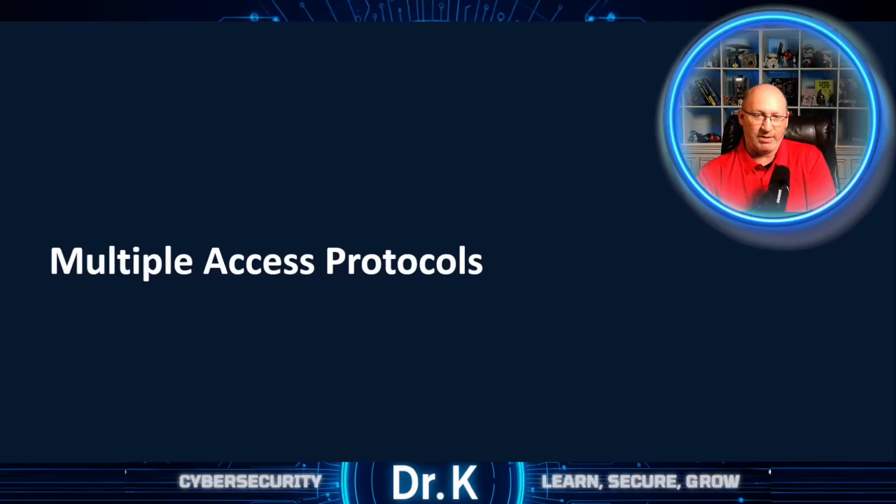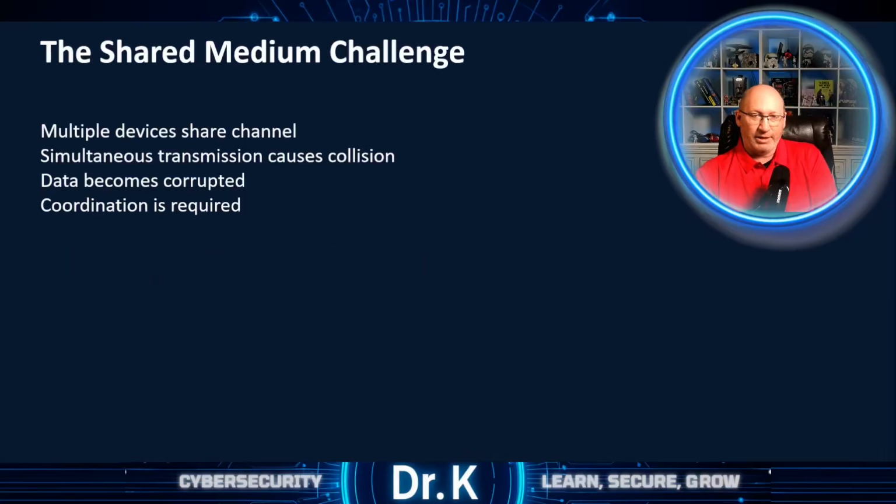So we've examined switching, broadcast domains, and VLAN segmentation, but one major question still remains. What happens when multiple devices try to use the same medium at the same time? In a shared communication environment, multiple devices compete for access to the same medium. If two devices transmit simultaneously, their signals interfere, thus creating a collision.